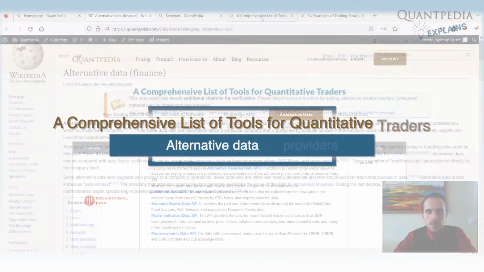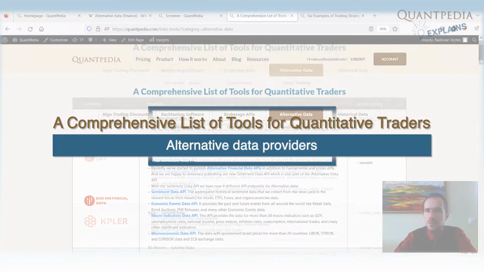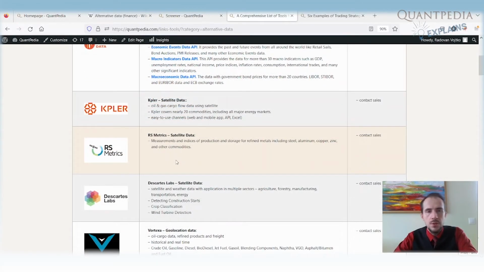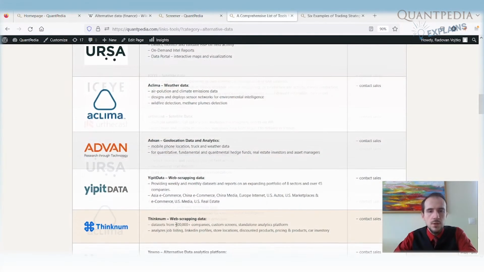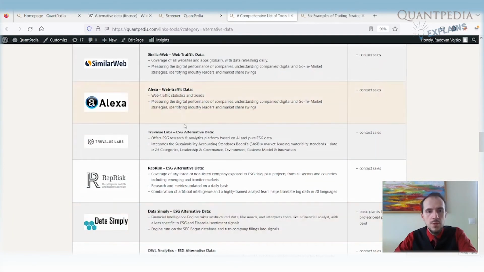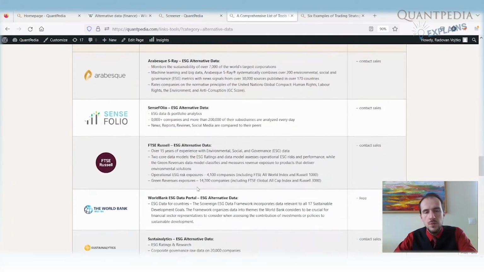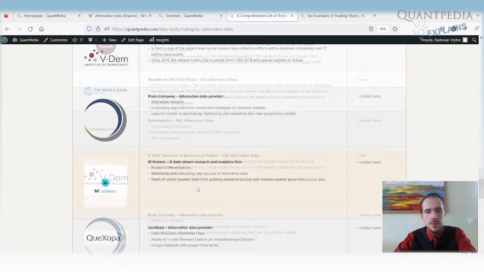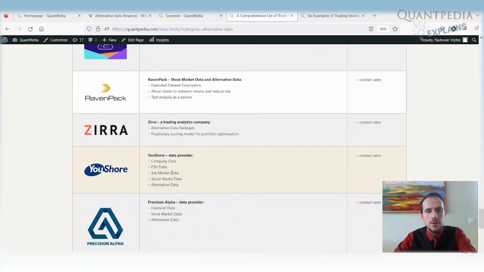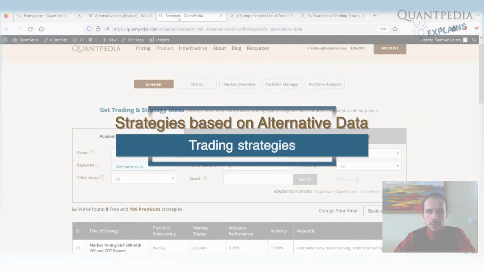We even have a list of alternative data set providers, so you can take a look at what it can be. It can be sentiment data scraped or calculated from sentiment scores. It can be satellite data, geolocation data, weather data, web scraping, web traffic, ESG data, so environmental, social and governance scores, etc. There are merger announcements, corporate innovation, job market data, social media data, etc. There are a lot of trading strategies built on this type of data. We have around 100 of them in our database.